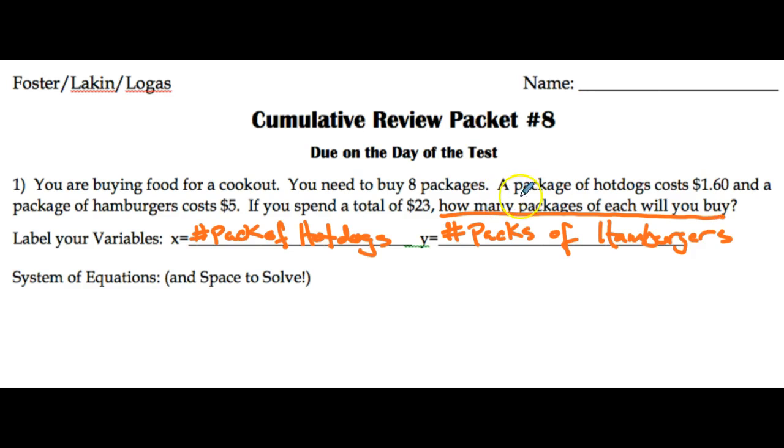Now we're going to set up the system of equations. So what do we know? We know that a package of hot dogs is $1.60. We know the number of them is x. So if we take the number of packages times $1.60, 1.6x plus 5 times the number of hamburger packages, y. All that's going to end up being $23.